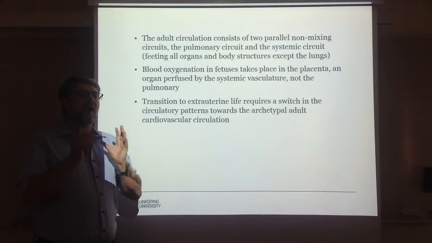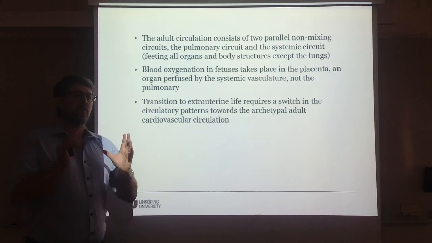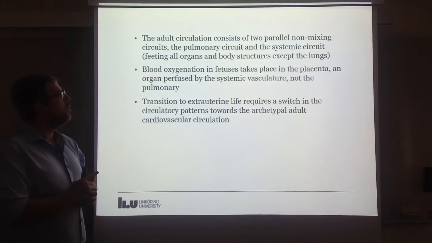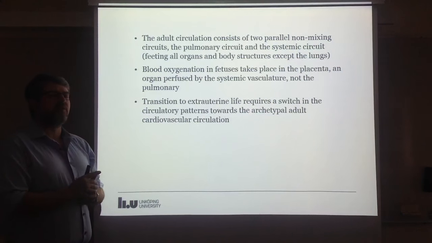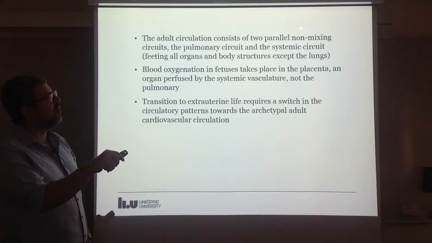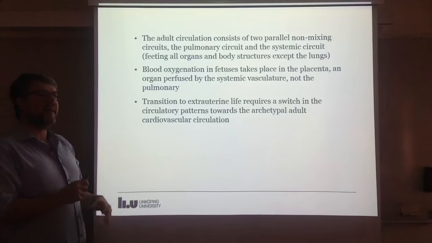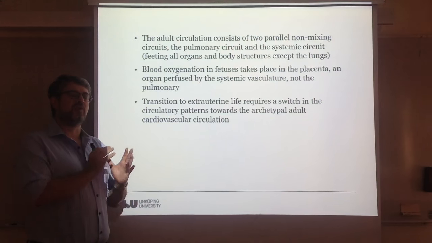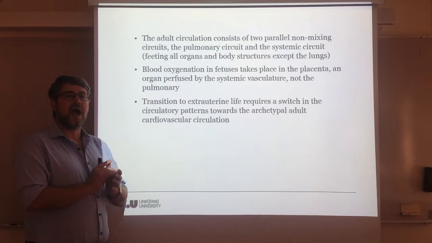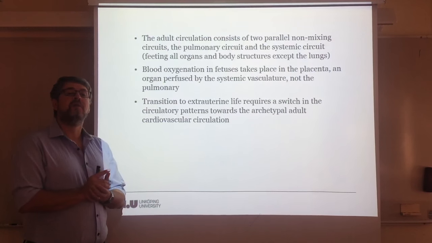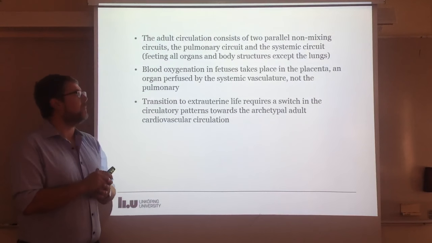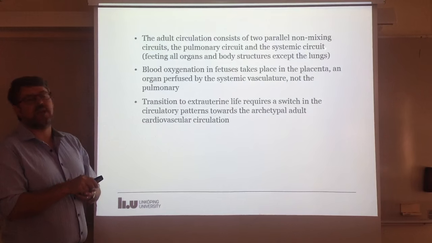Essentially, if we revise, we start by looking at the adult circulation in a mammal or in a bird. What this circulation is characterized by is the existence of two parallel circuits that are at the same time of a non-mixing nature. And that means that we have a circulation to and from the lungs, and from the heart to and from the rest of the tissues in the body. That's what we call the pulmonary circuit and the systemic circuit.